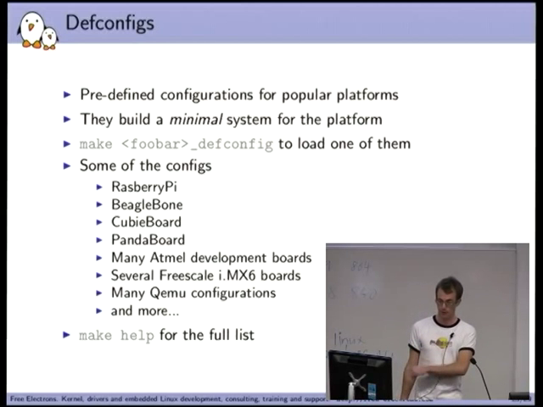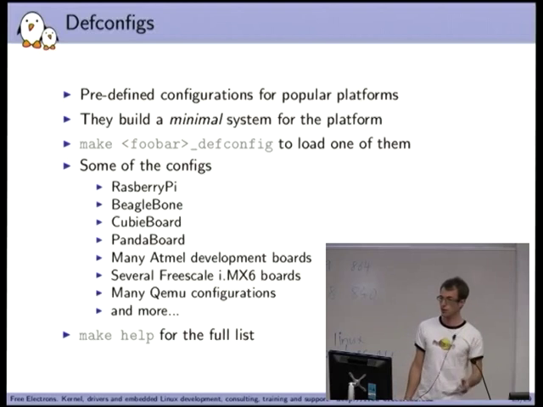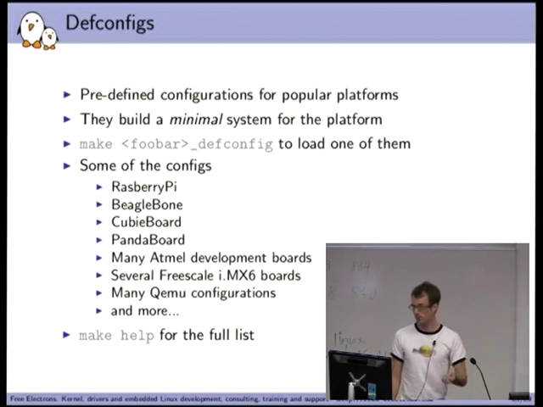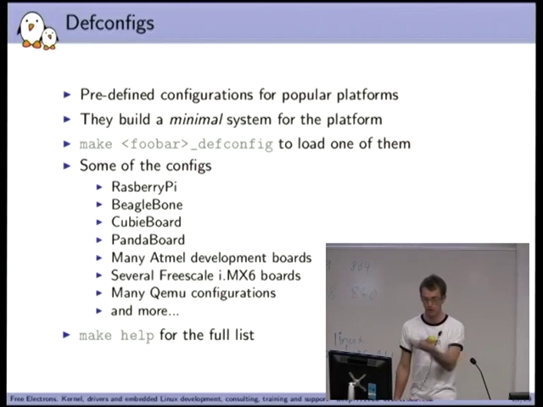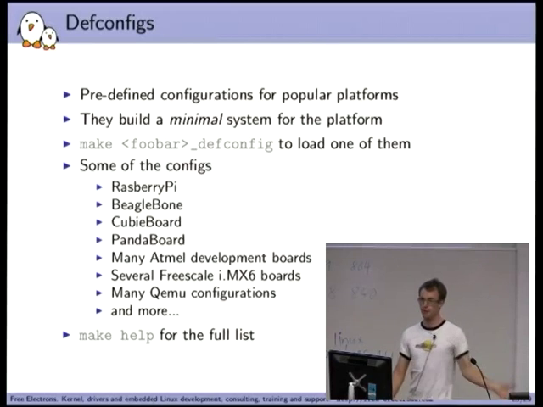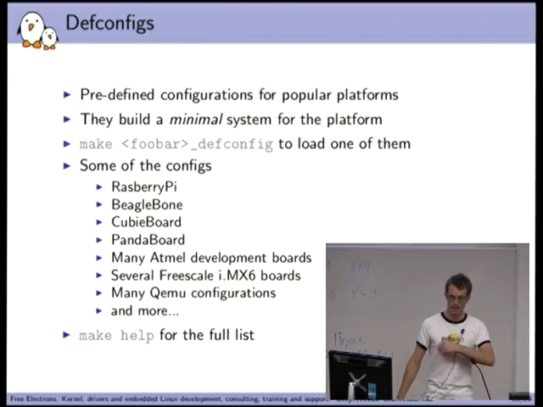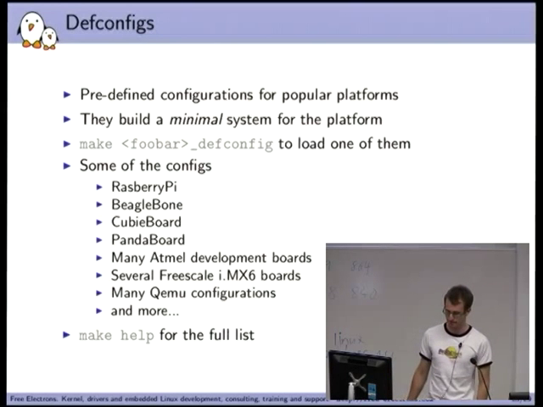But at least those dev configs build the right kernel, the right bootloader, select the right architecture options, and so on, and give you a system that is known to boot on this platform. To use them, you just do make blah blah dev config, like make raspberrypi dev config. It's going to load that default configuration, and you start the build by running make, and it's going to produce a system that runs on your Raspberry Pi.